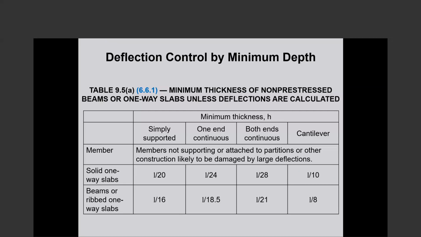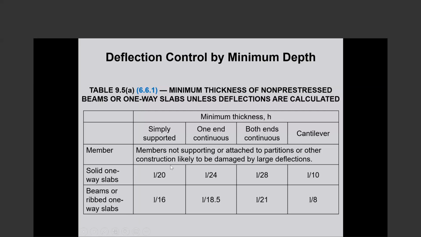Okay. In the table, you see solid one-way slabs and then beams. So these are solid one-way slabs. These are beams or ribbed one-way slabs. So pretty much everything is covered, all one-way construction. These are simply supported beams or slabs, one end continuous, both ends continuous, cantilever. So pretty much everything is covered.